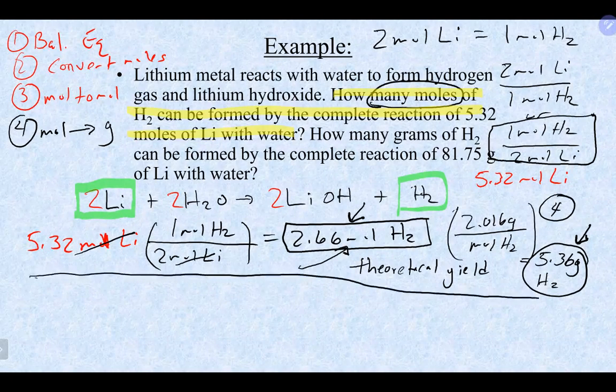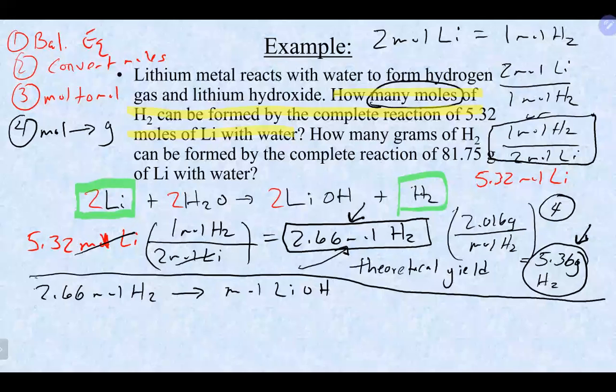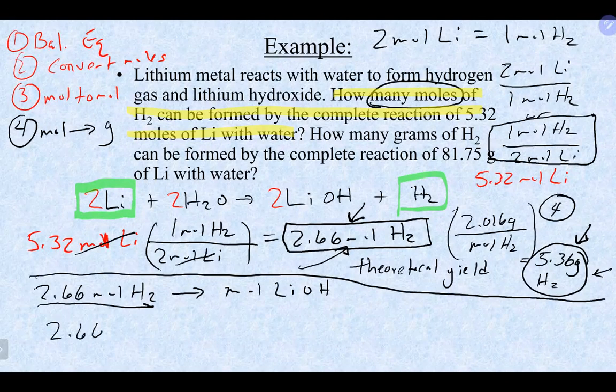So to answer the question that was asked, if we had something a little bit different, let's just use this number here. If we know that we produce 2.66 moles of H2, we could now figure out how many moles of lithium hydroxide we would have produced as well by just following the same steps. We already have the equation. It's already balanced. In this case, we already have our guy converted to moles. If we started with grams, we would then need to convert to moles. But at this point, you could do the same sort of relationship. So you go 2.66 moles of H2.